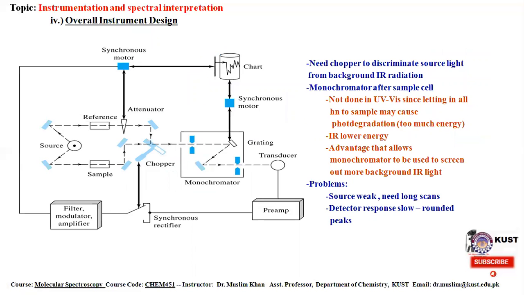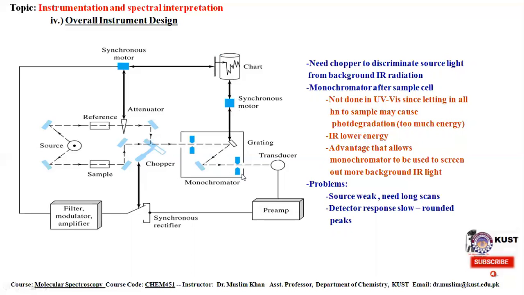So this is how the overall instrument looks like. This is a chopper. It needs a chopper to discriminate the source light from the background IR radiation. So after the chopper, the monochromator is placed after the sample cell. So when we place the sample in a sample cell, after that is the monochromator.